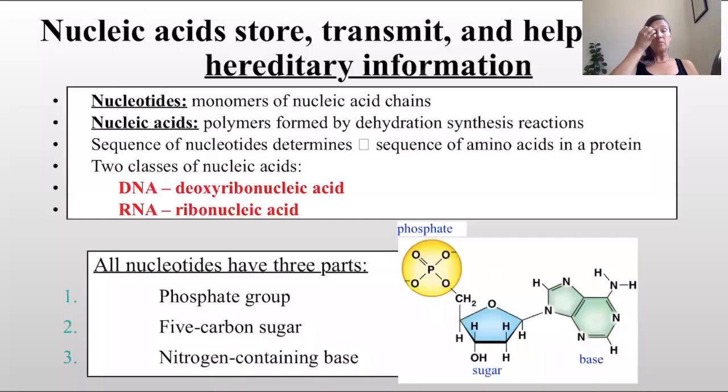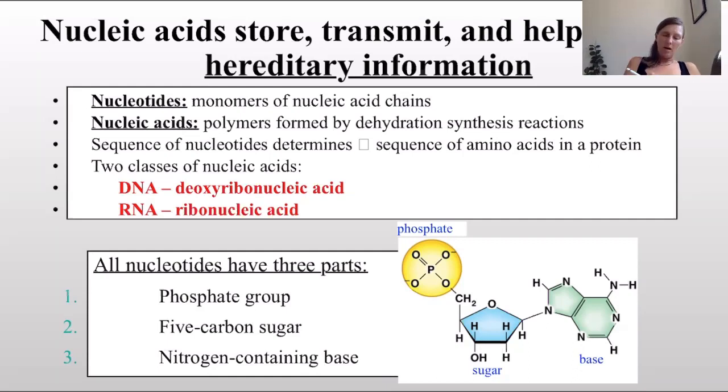All right. So nucleic acids are the last group of biological molecules that we have to talk about. Remember, all biological molecules have what in common? They are carbon containing, and they're all made of monomers that come together through dehydration synthesis reactions to form polymers. All right, so nucleic acids store, transmit, and help express hereditary information, right?